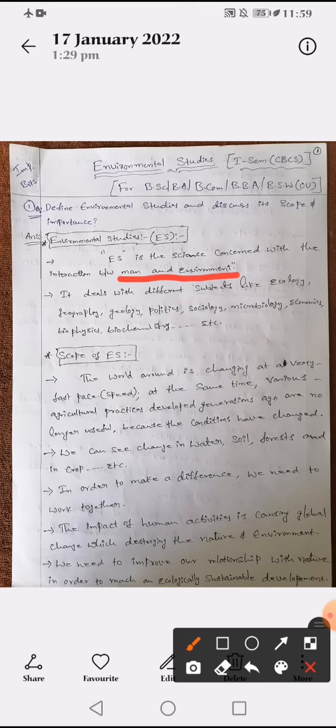So what we are going to deal with between human being and environment means so many things are there: how you are behaving with the environment, what you are getting from the environment, and what you are giving to the environment. All these types of things we are going to learn in environmental studies. It deals with ecology, geography, geology, politics, sociology, microbiology, biophysics, biochemistry, and so many others.